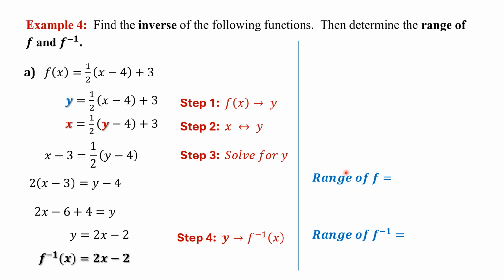Next, we will also find the range of f and the range of f inverse. Finding the range of a function is easier if there's a graph. Since there is no graph, we can relate the range of f as the domain of its inverse. So the range of f is equal to the domain of f inverse. Since we have a given f inverse, we can find the domain here, which is all real numbers because 2x minus 2 is a polynomial or a linear function. So it's equal to all real numbers, or negative infinity to positive infinity. That is the range of the function f.